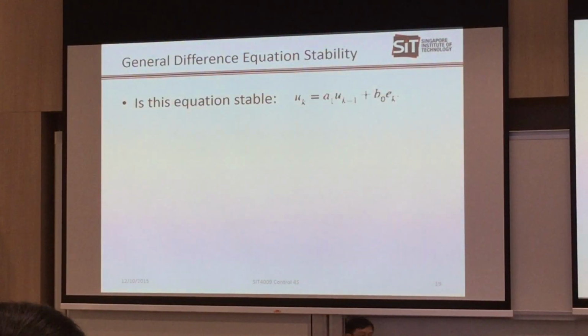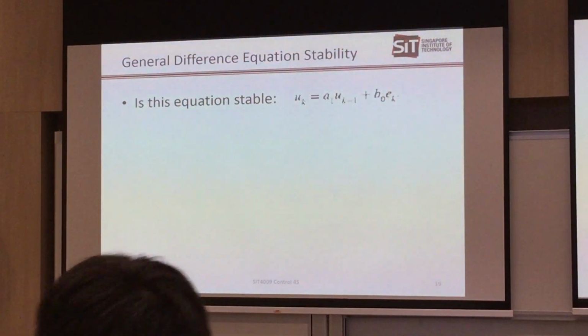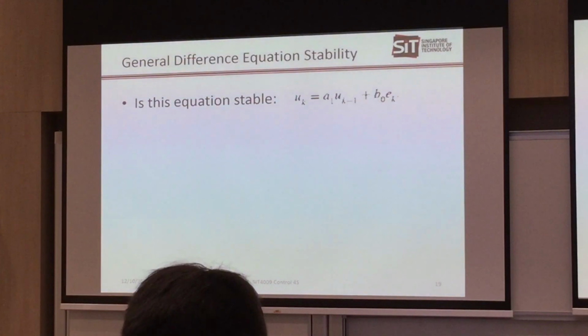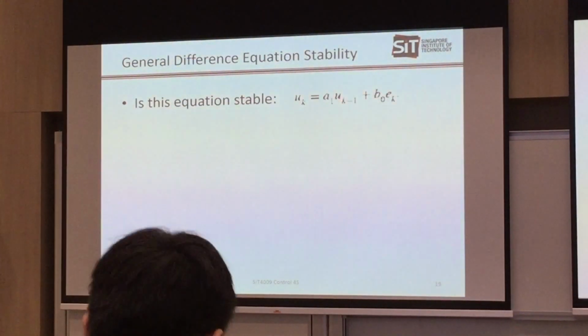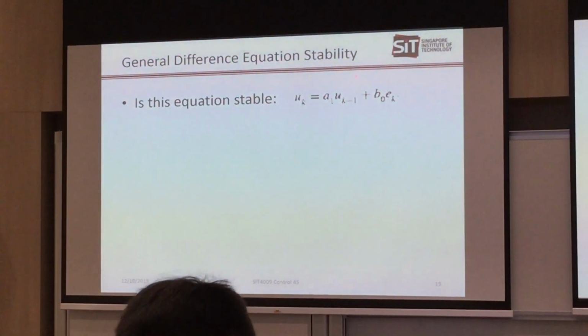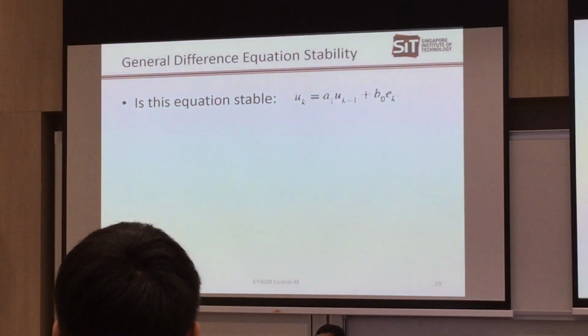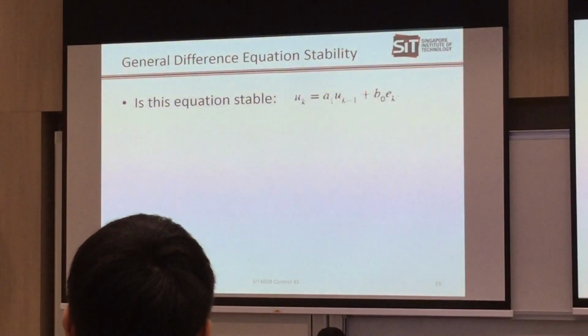a simple example like this one. We want to see whether this one is stable or not. First of all, you notice this is something different from our previous example. In our exercise, we have a similar question: a1 u(k-1) plus b1 e(k-2), right? This is something we had previously in the exercise. Now the only difference is that instead of u(k-2) we have u(k-1).